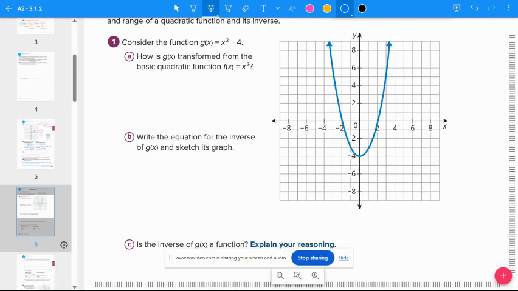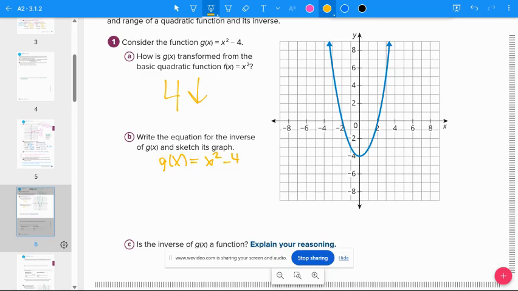So we know from previous lessons that when we have a number added or subtracted onto the end, that makes it go up or down. So this one's going down 4. Write the equation for the inverse of g of x and sketch its graph. So g of x is going to equal x squared minus 4, right? That's what we were given.